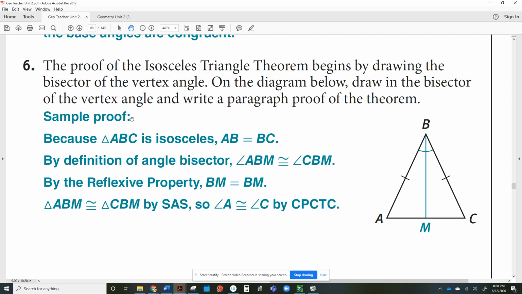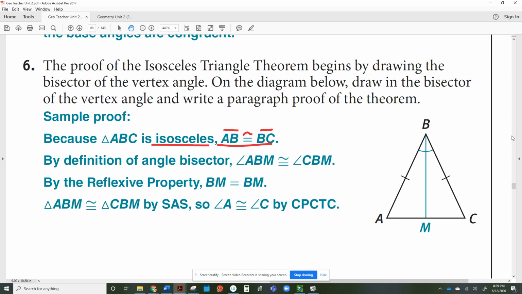And they said, here's a sample proof. It's a paragraph proof, so it doesn't have to be word for word. So they're saying, hey, you told me it was isosceles. So since it was isosceles, what does isosceles mean? Isosceles means that you have two sides that are congruent. So they wrote down the two sides that were equal. I would have put AB is congruent to BC. That's what I would have put.